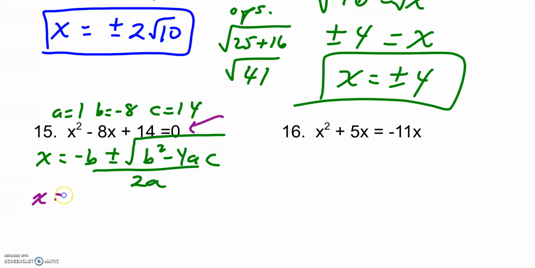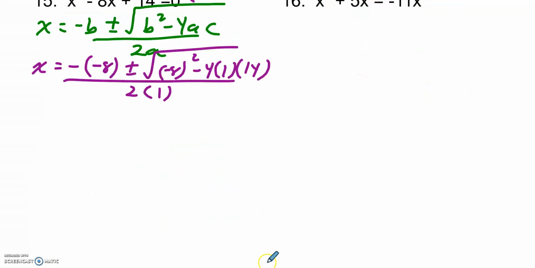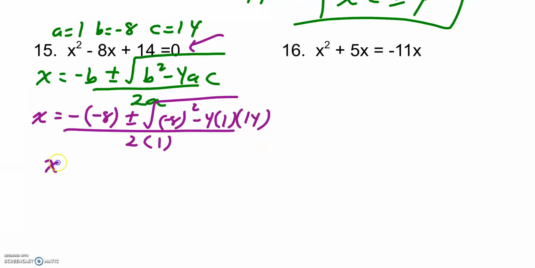So we'd have x equals negative, the b is negative 8, plus or minus the square root of negative 8 squared minus 4 times 1 times 14, all over 2 times 1. So if I continue, we would get x equals negative times negative changes to a positive. So x equals 8 plus or minus the square root, negative 8 squared.